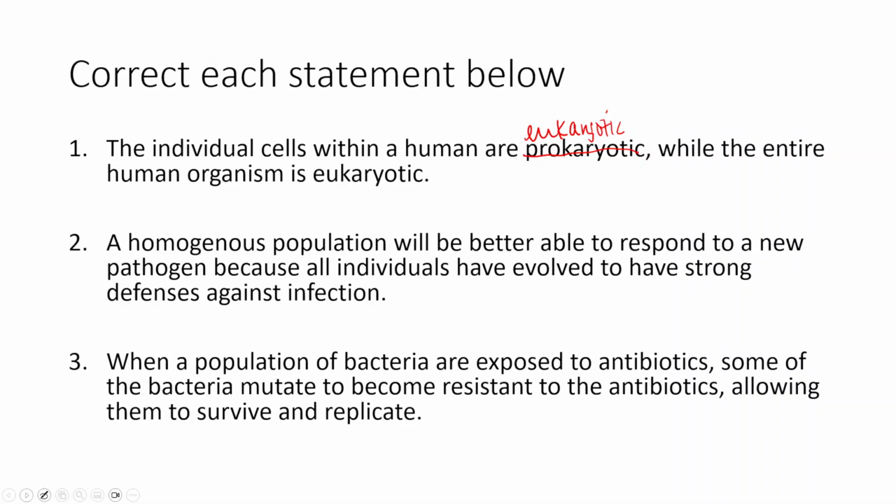All right, so the second one says, a homogeneous population will be better able to respond to a new pathogen because all individuals have evolved to have strong defenses against infection. So this is a little bit part of that evolution stuff that was in the lecture. Is this right or wrong? We already sort of know it's wrong. So what is wrong and how might you fix it?